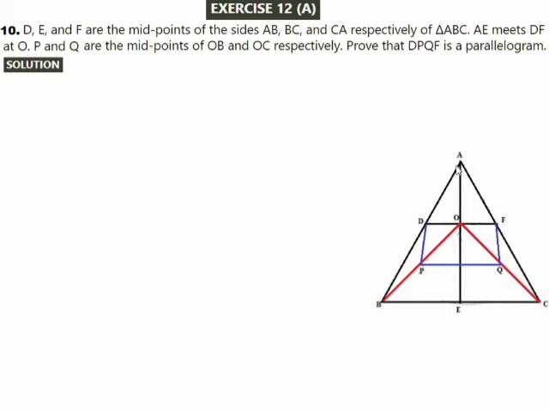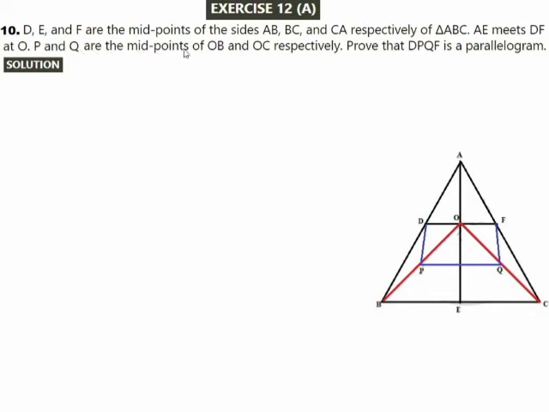In triangle ABC, the midpoints of AB, BC and AC or CA are given to be D, E and F. AE meets DF at point O. So where is AE? AE is this one. You can see that.